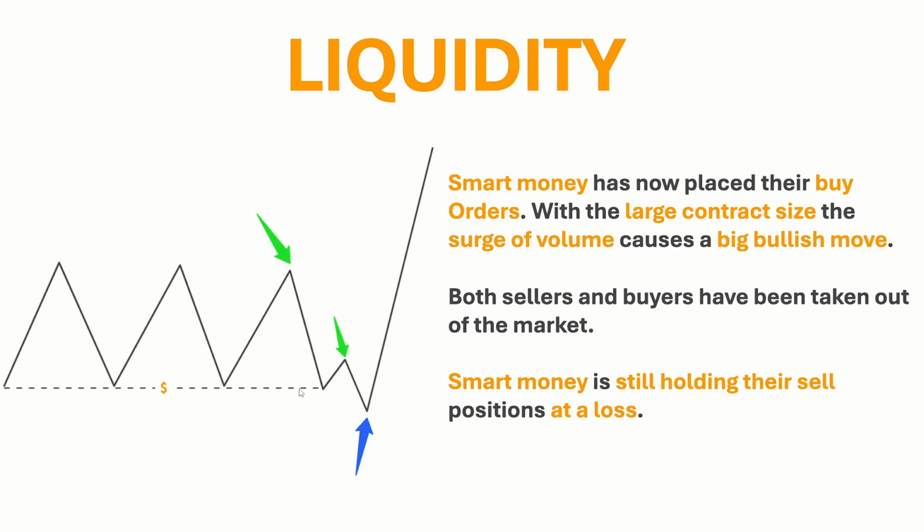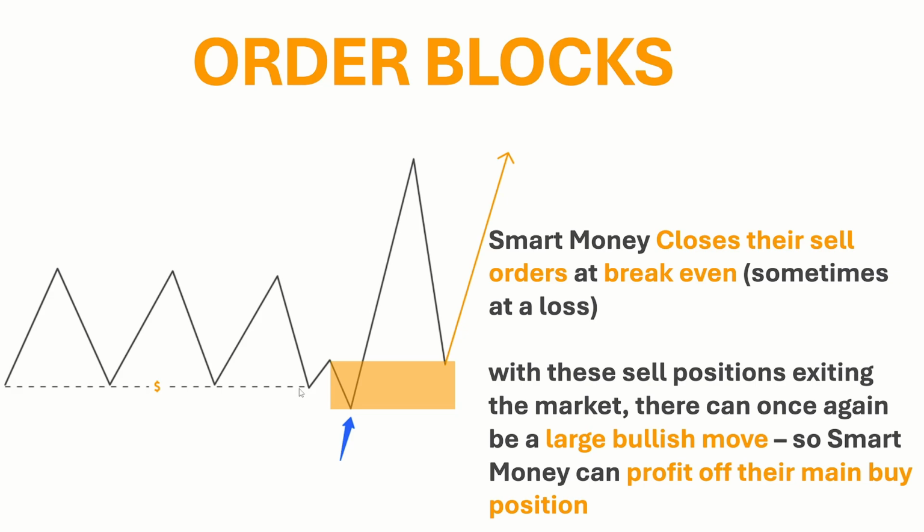So this brings us on to order blocks. Now, smart money closes their sell orders at break even once the market returns back to this point. Sometimes they'll even close their positions at a loss just so the market can continue in the direction of this buy order right here.